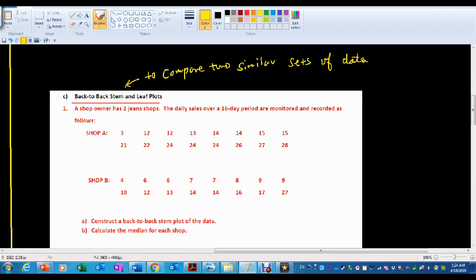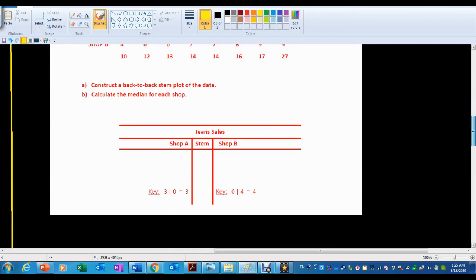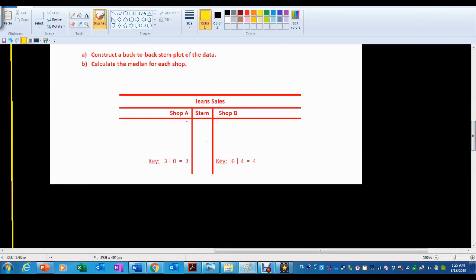Of course, you can plot two stem and leaf plots, one for A, one for B, but sometimes we are just lazy. We don't want to do two stem and leaf plots. Instead you want to do it once. How could we do it once? We need to be a bit creative. The idea is this time you draw the plot like this. You have a common stem, the middle one, because this stem will be used for both A and B.